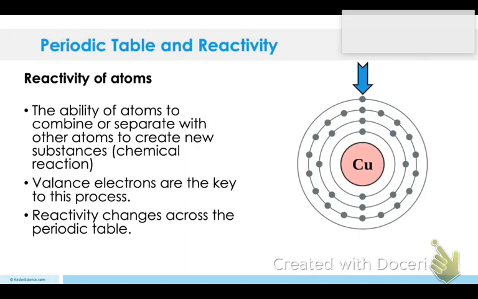Alright, so the reactivity of atoms: the ability of atoms to combine or separate with other atoms and create new substances requires a chemical reaction. Valence electrons are the key to this process. So those valence electrons are the electrons on the outer shell. Reactivity changes across the periodic table. Pause here if you're still working on that.